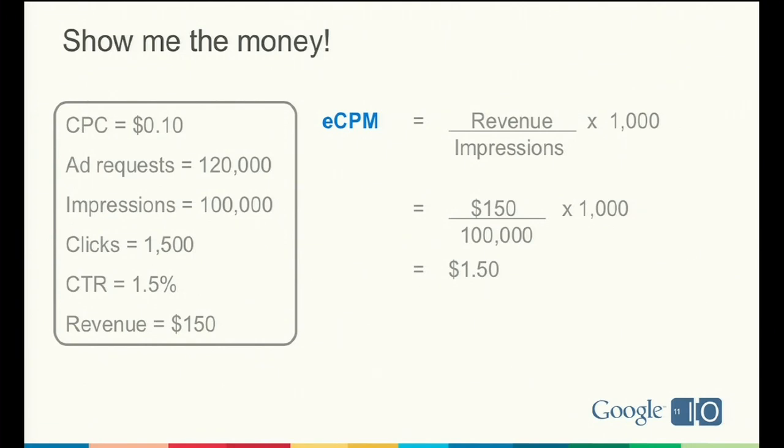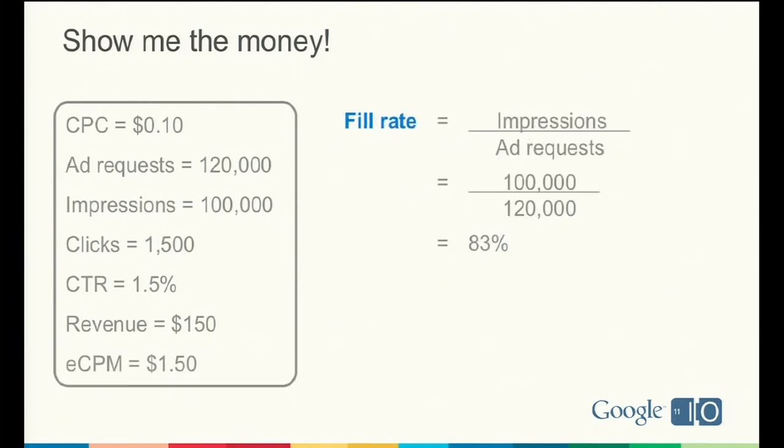All right, pretty straightforward. So I said earlier that not every ad request results in an impression. And that number is called fill rate. It's essentially impressions divided by ad requests. So in this example, 100,000 impressions from 120,000 ad requests, 83% fill rate. Now, some people would expect fill rate to be 100%, but there are many reasons why an ad request doesn't result in an impression.